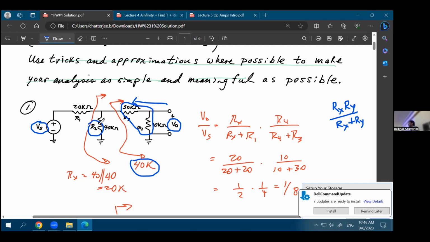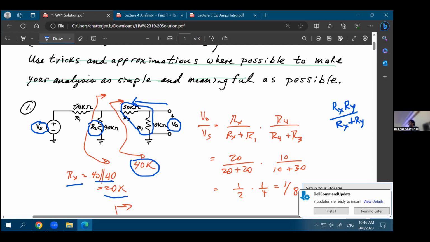So you have a 40 kilo ohm as R2, and you have another 40 kilo ohm, which is the series combination of R3 and R4. Effectively, you'll see a 20 kilo ohm looking here. So Rx will be 40 in parallel with 40, that is 20 kilo ohms.